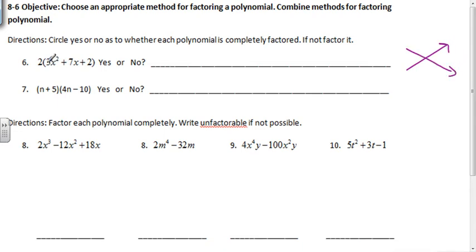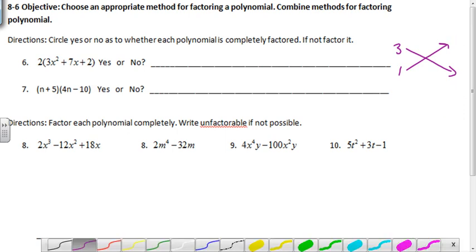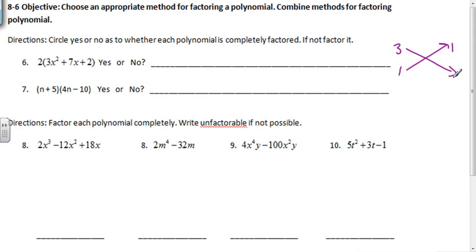I can't factor it. So 3 can be 3 times 1. 2 can be 2 times 1. So that would be a 3, that would be a 2, 3 plus 2 is 5, so it didn't work that way. So then I go back, maybe I can switch the 1 and the 2 around. That was my only choice to multiply to get 2. So if I switch around my 1 and my 2, 1 times 1 is 1, 3 times 2 is 6, 1 plus 6 is 7.